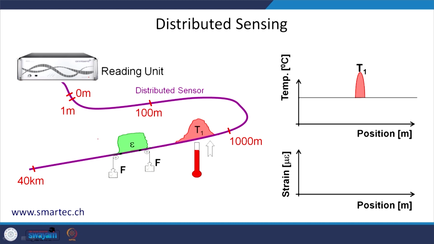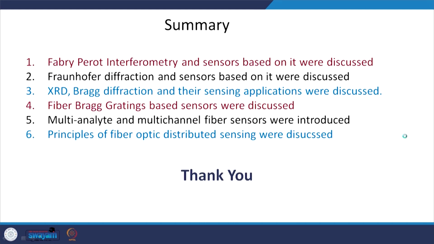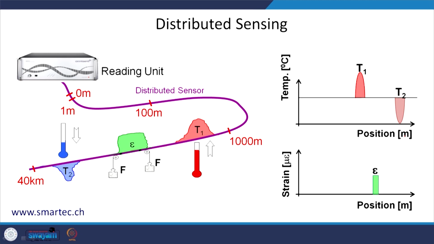Suppose there is a certain strain, a heavy person went there and stood on the optical fiber, what will happen? With a certain weight, it will say that at that particular position there was a change in strain. Another change in temperature at another place, maybe it was cooled down or heated up, you will see it like this. So, that is a distributed sensor. What it does is that you study SBS Brillouin scattering or Raman scattering, and you see these signals and you analyze.